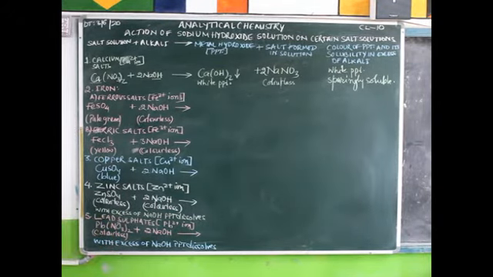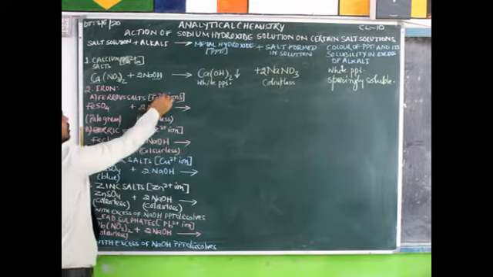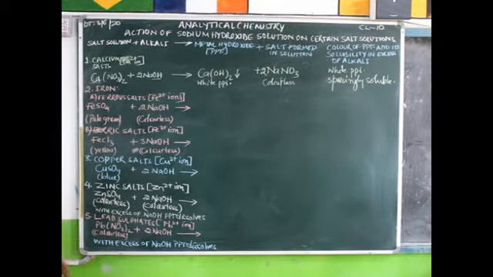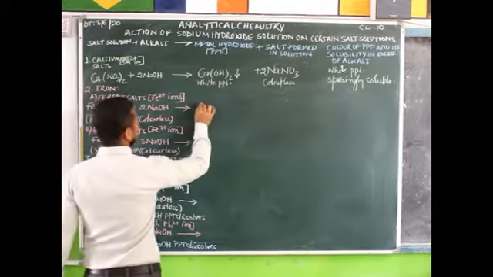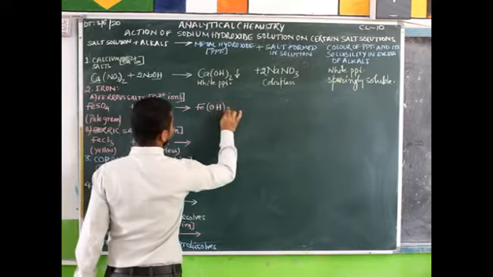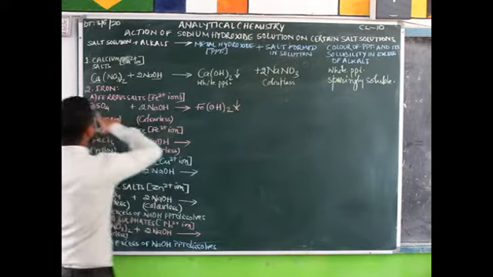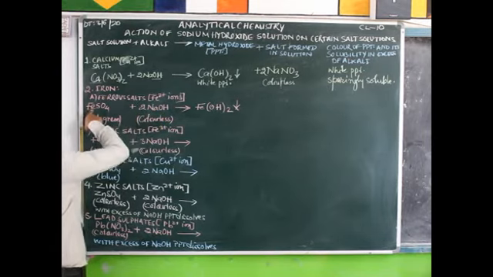Now we'll see with the iron. Iron, ferrous salts. Fe2+ ion. So for example, we are taking ferrous sulfate. So when ferrous sulfate reacts with sodium hydroxide, then what will happen? Then we'll get Fe(OH)2. Fe will be combining with OH because Na will be replacing Fe.